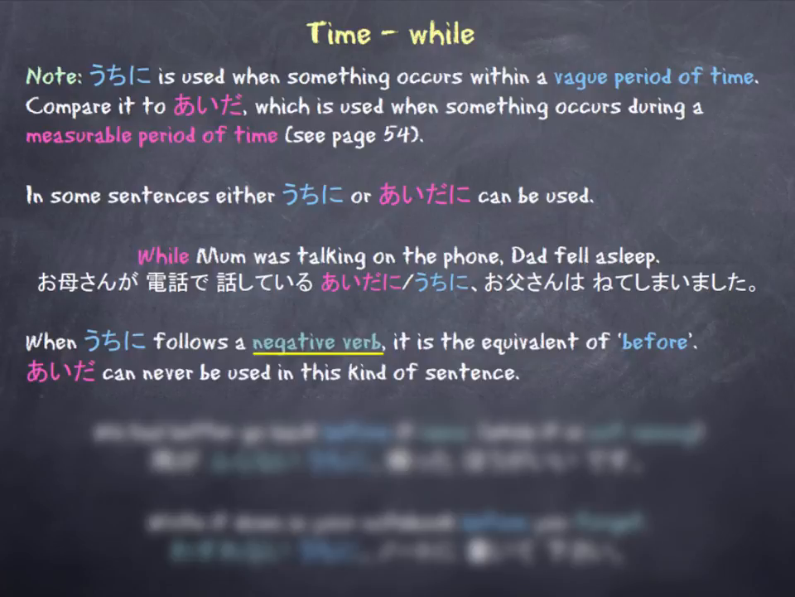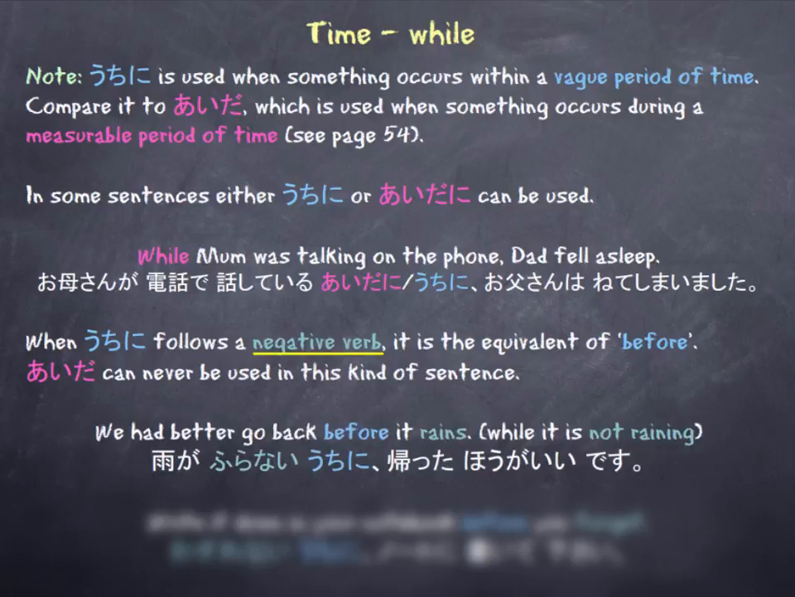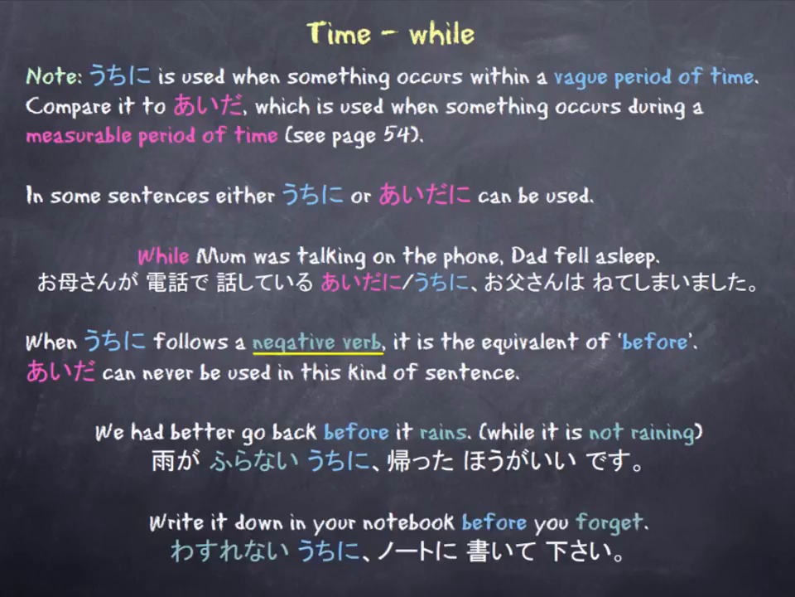Now, when uchi ni follows a negative verb, it is the equivalent of before. Aida ni can never be used in this kind of sentence. For example, we had better go back before it rains, or while it is not raining. 雨が降らないうちに帰った方がいいです。Or write it down in your notebook before you forget.